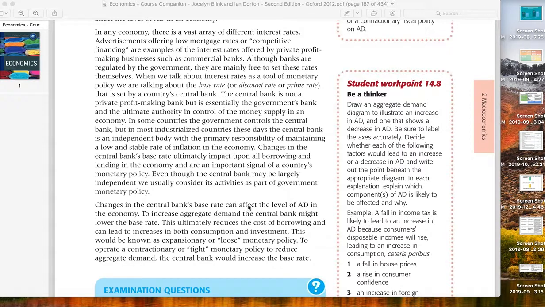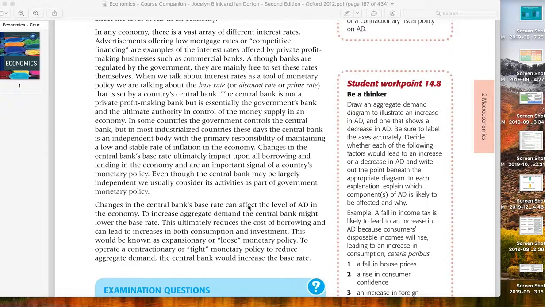So when we talk about interest rates as a tool of monetary policy, we're talking about a base rate, discount or prime rate that's set by the government's central bank. The central bank is not a private profit-making bank, but it's pretty much the government's bank, and it ultimately has the authority and control over the money supply in the economy. They want to make sure that the money supply is kept in line with the government's objectives. In some countries, the government controls the central bank. We follow, in the UAE, America's central bank, because we're locked to the dollar.